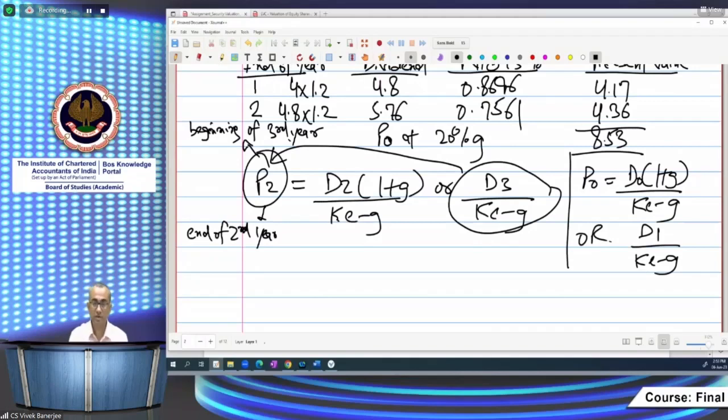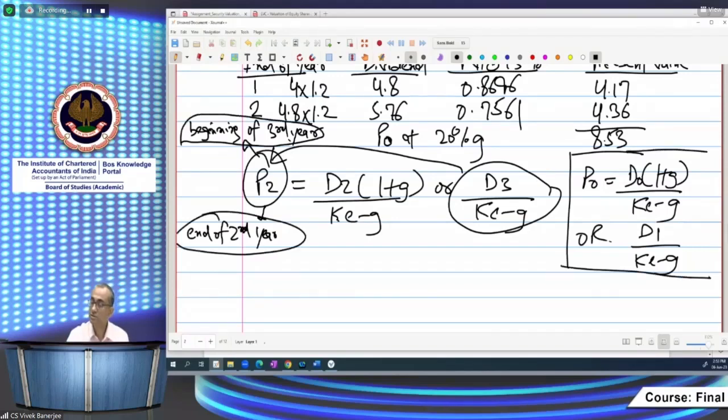So I will not rub it. It is for your explanation only, this portion. You need not write it as a part of the solution.